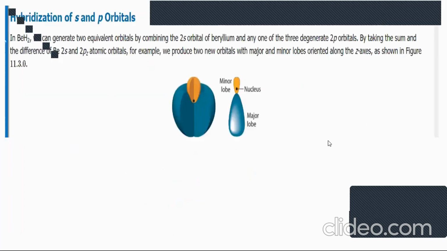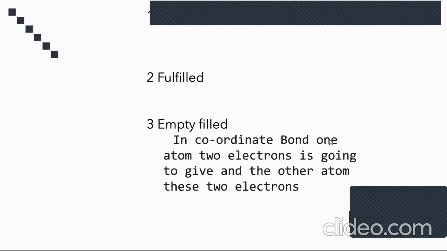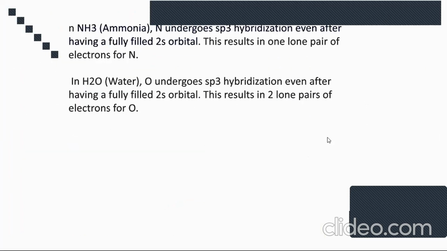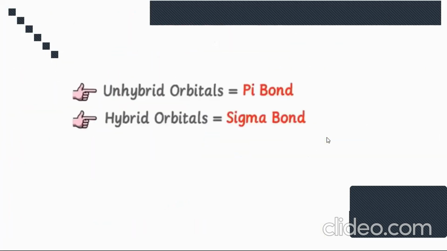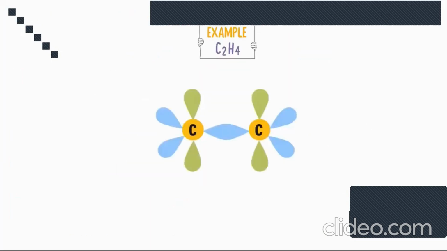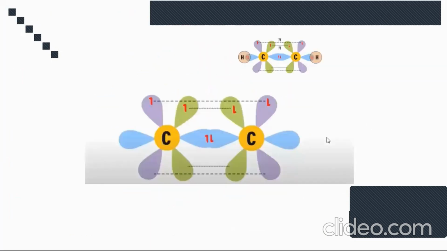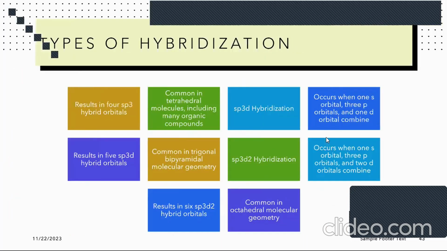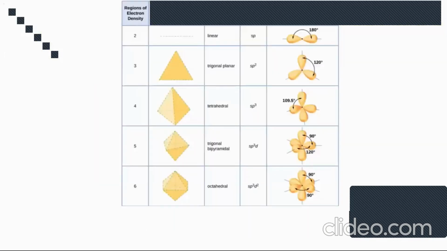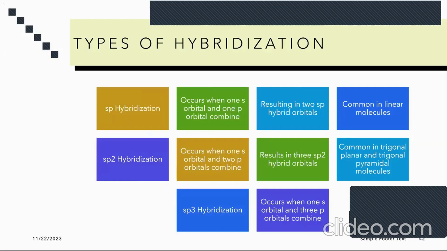Before going to the number of hybrid orbitals, let me first tell you about hybridization. Here you see the types of hybridization. What is hybridization? Hybridization means one atomic orbital combines with another atomic orbital, forming a new atomic orbital. That process can be called hybridization.